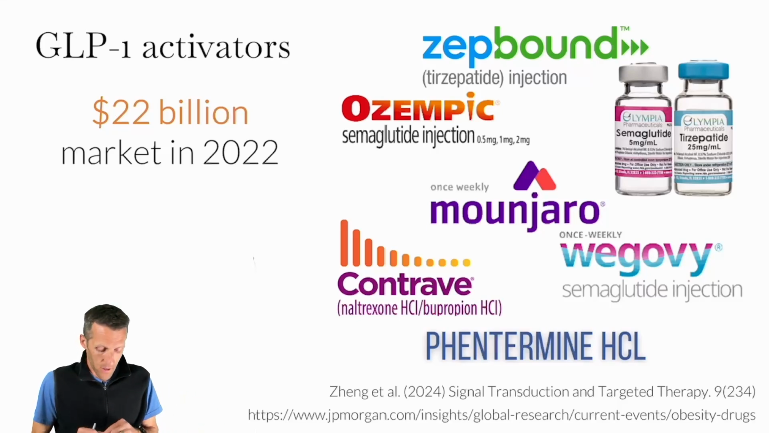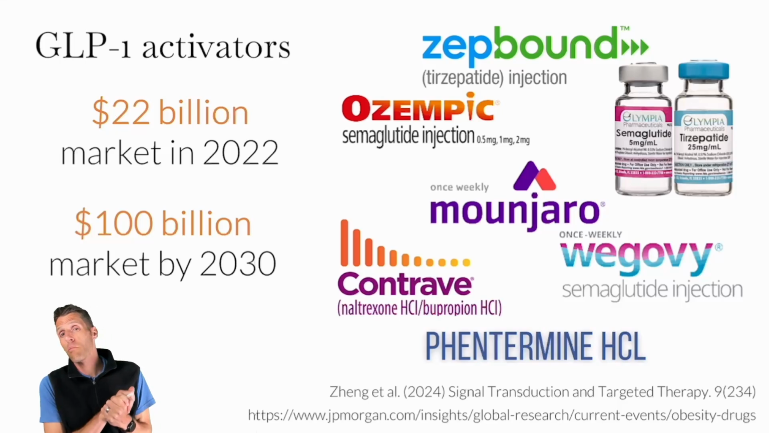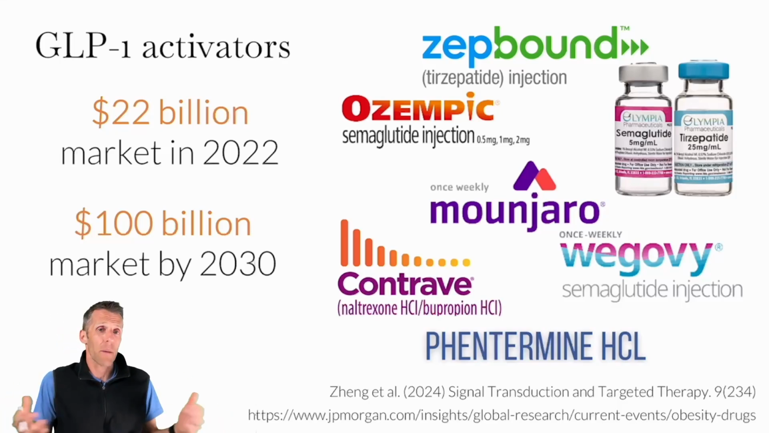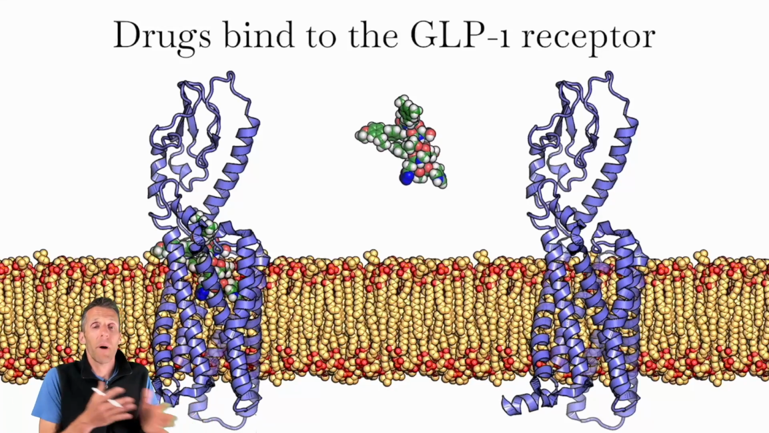And the market-whispering tea leaf readers at JP Morgan are predicting it will be a $100 billion market by 2030. So huge market. There's a whole bunch of applications for this. These are really cool drugs helping a lot of people. So what are we going to do? We're going to use this to think about binding and why it's important, and the sorts of things that the people who built these drugs were worrying about as they built them.